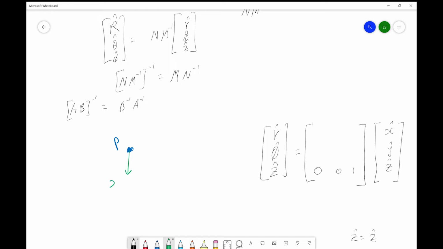So my x hat will be pointing in this direction, my y hat is going to be pointing in this direction. My z hat is going to be pointing outside the page. Now I want to start with r hat. I want to write r hat in terms of x, y and z. r hat is going to be something like this.